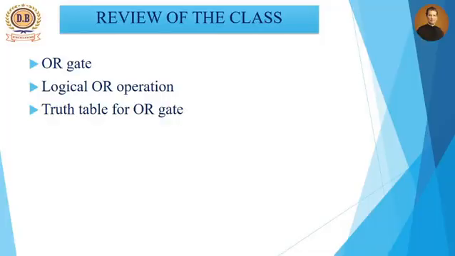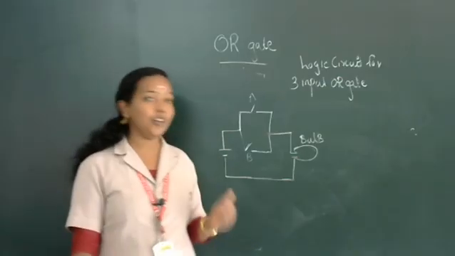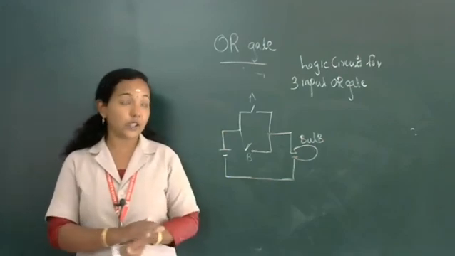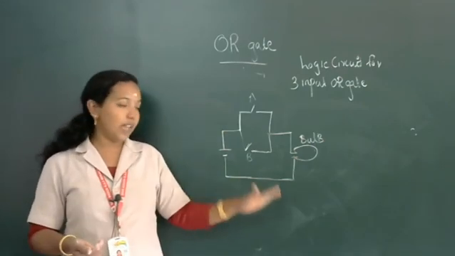So we will revise. The topic that we studied is OR gate. OR gate is used for performing OR operation. OR operation means logical addition operation. In logical addition operation, if any of the input is true, output also true. And also we saw the logical circuit diagram and truth table for OR operation. Okay, clear? It's a very important question.